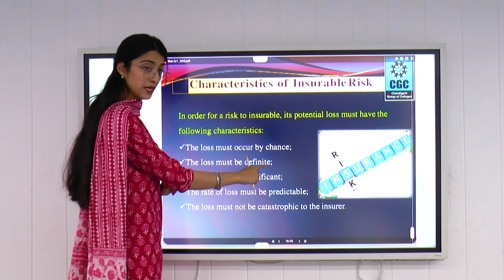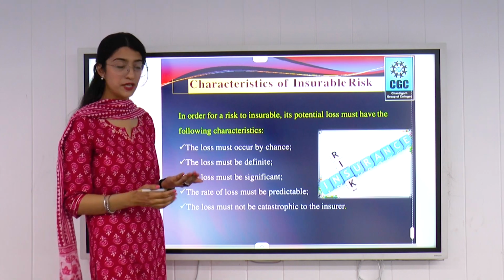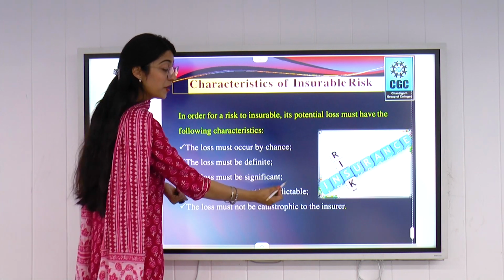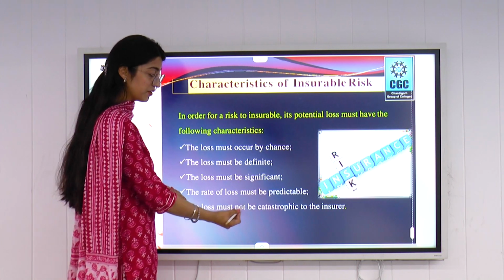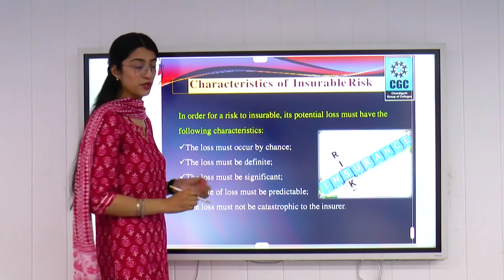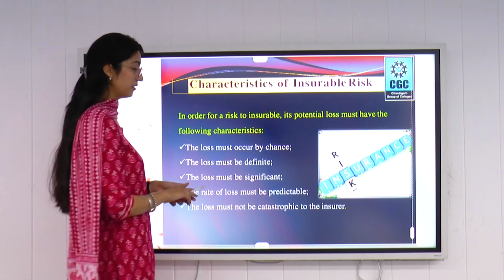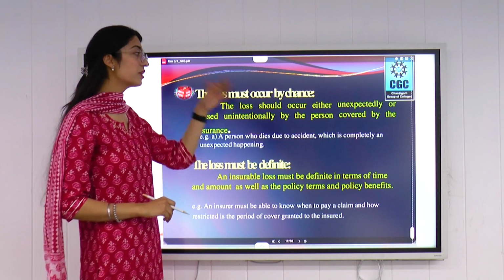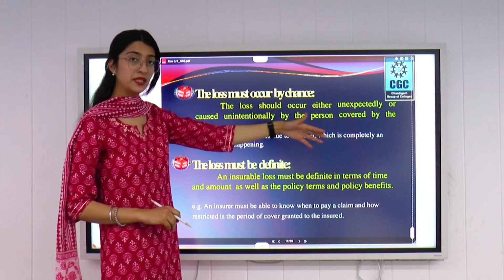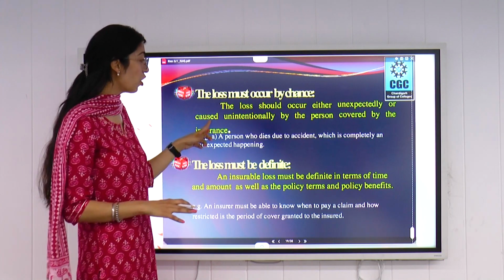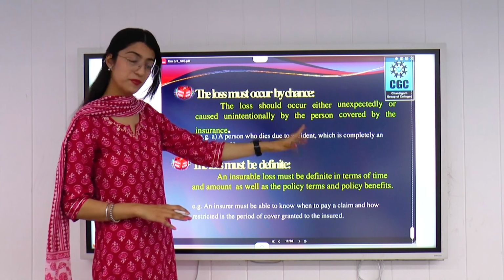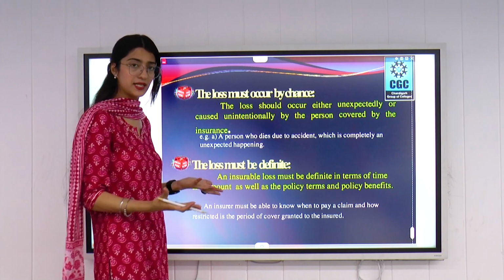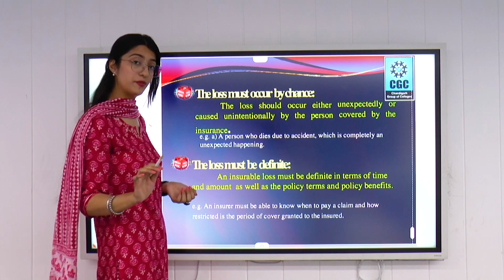The loss must be definite. The loss must be significant and the rate of loss must be predictable. The loss must not be catastrophic to the insured. So these are the basic characteristics, and we will discuss them. Now, the loss must occur by chance. The loss should occur either unexpectedly, where we are not expecting that this will happen, or it is caused unintentionally by the person covered by the insurance. So if a person dies due to an accident, that is accidental. In that case, that risk will be insured.